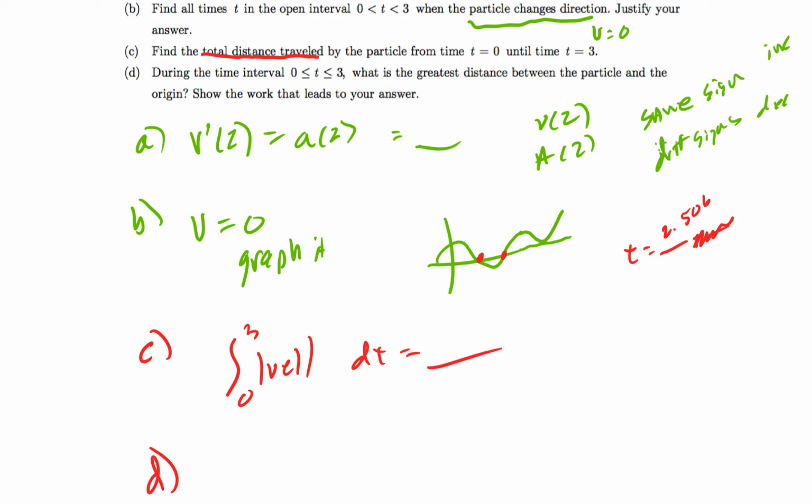D. During the time interval 0 to 3, what is the greatest distance between the particle and the origin? Show your work that leads to your answer. So that's another way of saying what's the absolute max or min. Now in this case, it means either, because it's the distance between the particle and origin. So it doesn't matter if it's really to the right, which is the max, or really to the left, which is the min. Just the biggest of those two. So it's an absolute value problem.